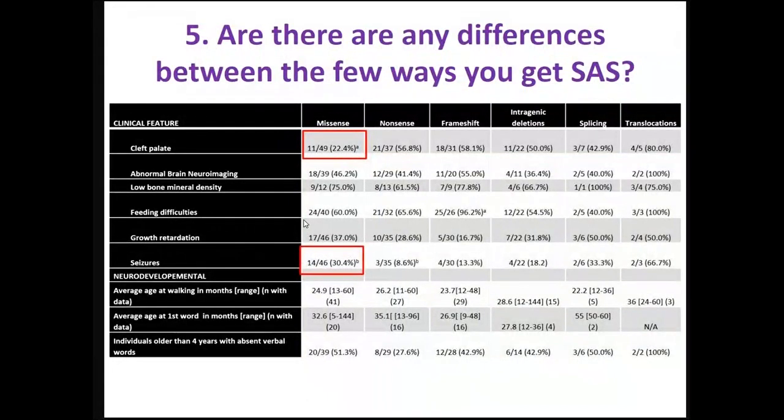And then likewise, we've looked at when they start talking, depending on what type of mutation, and how many are nonverbal after age 4. It appears that the proportion of nonverbal after age 4 is higher for missense compared to the other groups as well. But you can see that the numbers, again, are small in some instances, which makes comparisons harder.